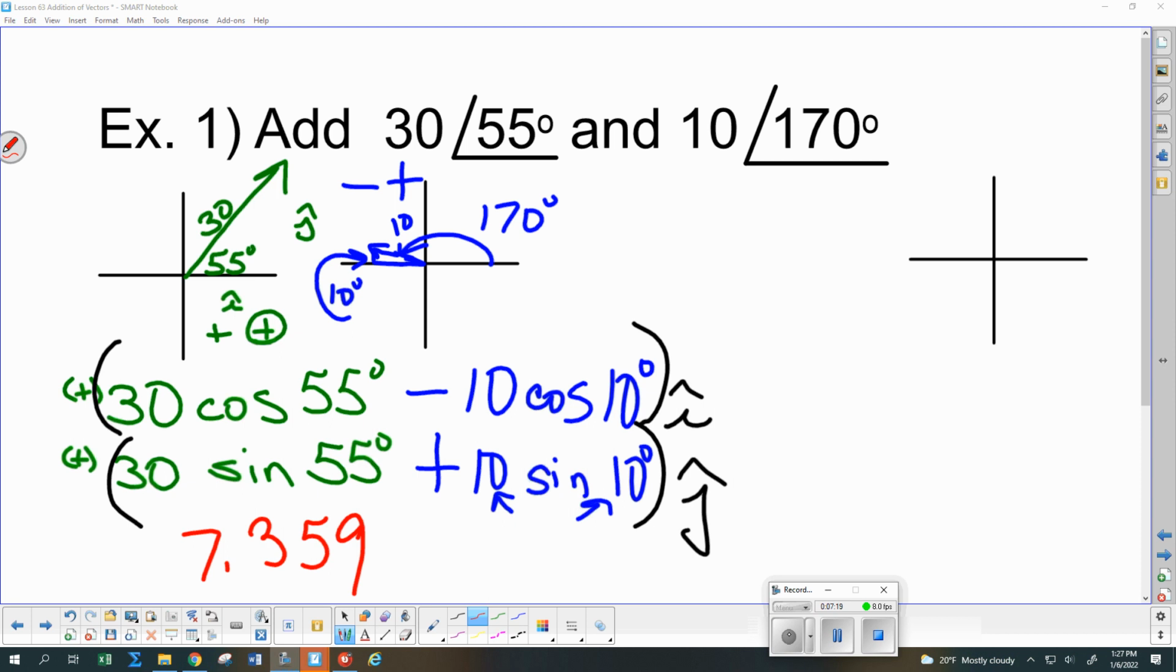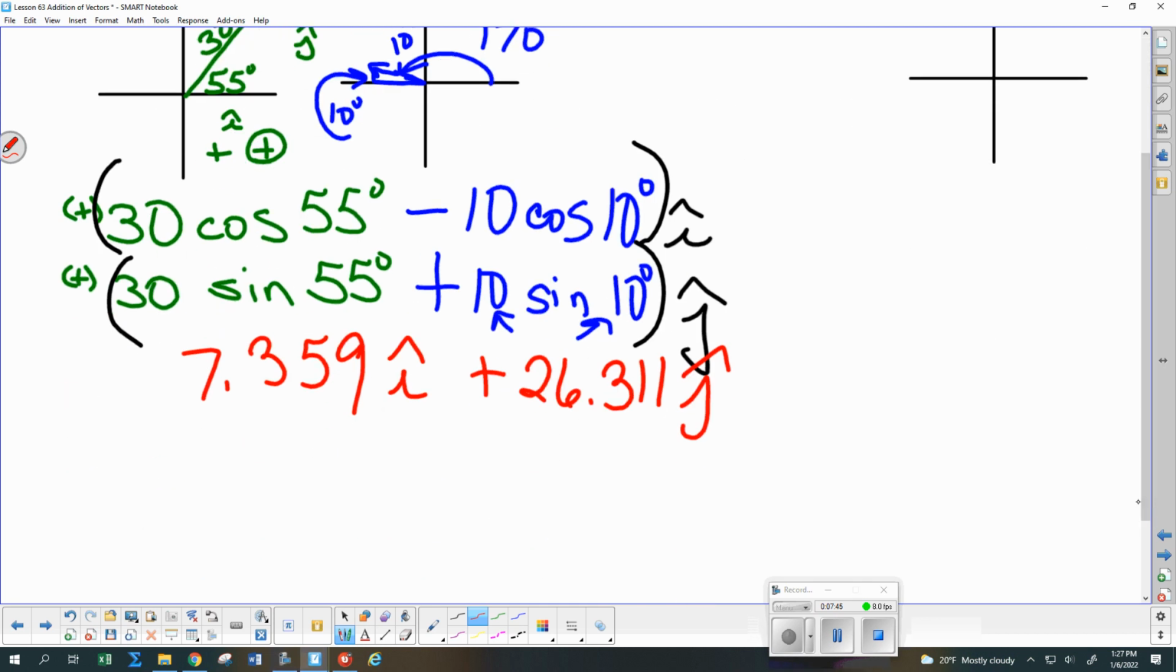And was that positive or negative? So we got the positive 7.359 for the I hat. We have to be sure we write that in. What do we have for the J hat one? Leah, did you get that one? And was that a positive or a negative? Don't forget the plus sign in between. Thumbs up, is that what everybody's getting?